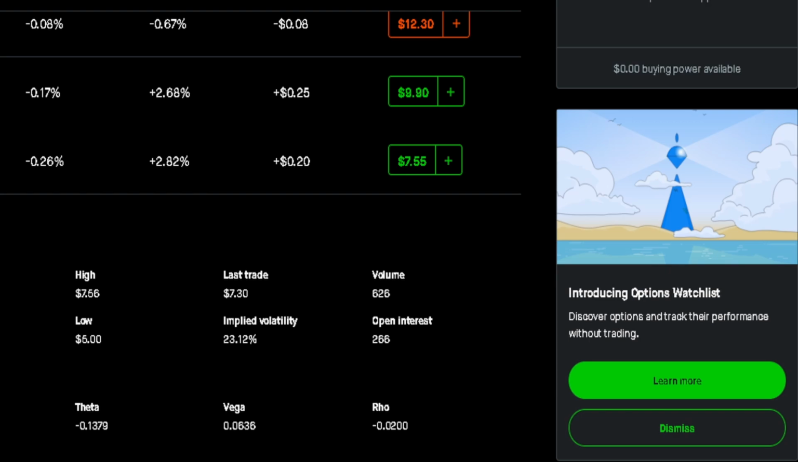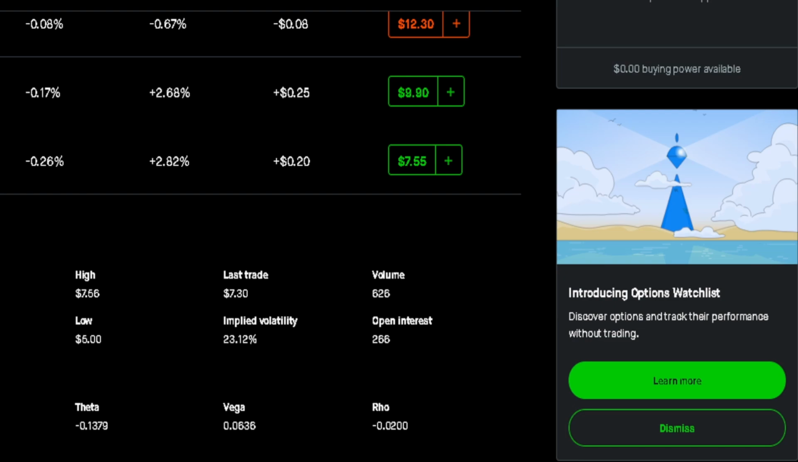That means the market for this upcoming week doesn't expect the price of Apple to change very much, which does affect the premium. The higher the implied volatility, the higher the premium. So if you are buying a call or a put on a stock that has a high implied volatility, you are going to pay more than you would if it had a lower implied volatility.